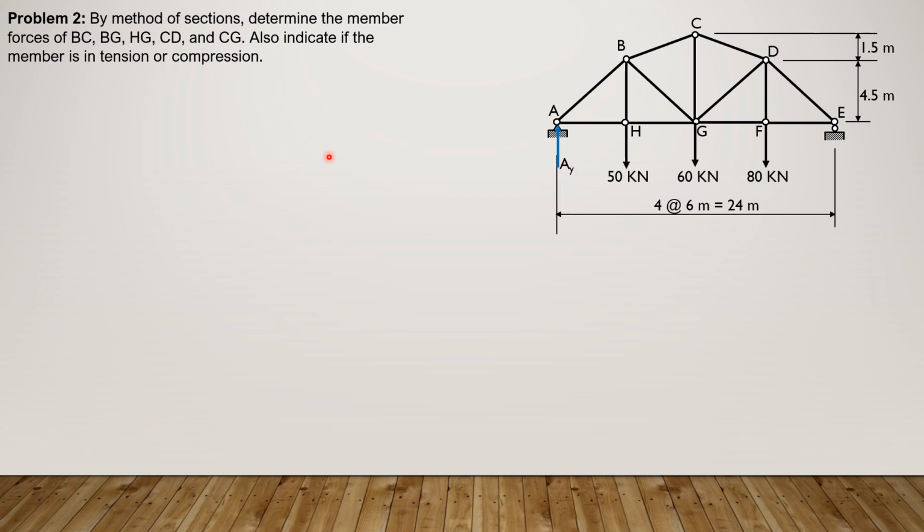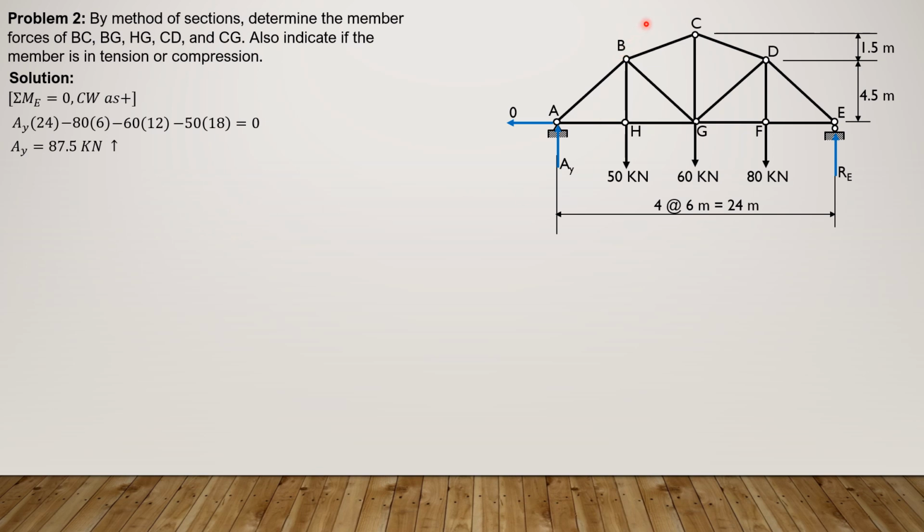So let's have this AY, then AX is 0 because there is no horizontal load, then R sub E. Considering the whole system, summation moment about E equals 0, clockwise as positive, and we have AY times 24 minus 80 times 6 minus 60 times 12 minus 50 times 18 equals 0. Solving for AY is 87.5 kilonewtons.